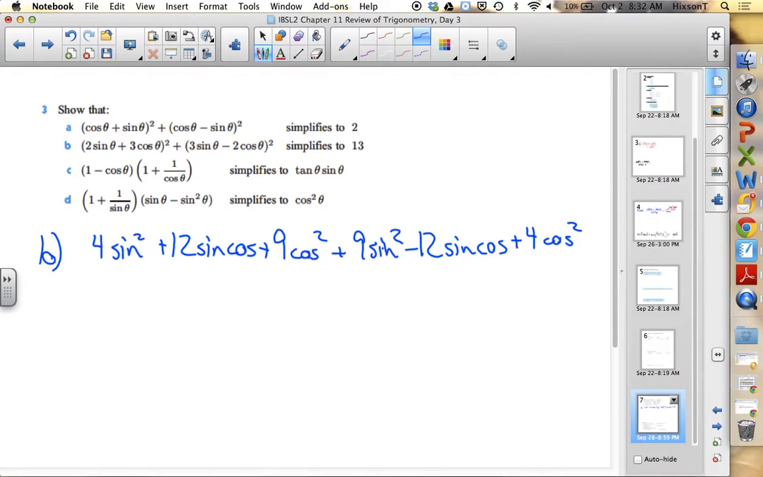Okay, so again, this canceled with this, and you were left with 13 sine squared plus 13 cosine squared times 1. So factor out a 13, and you get 13.